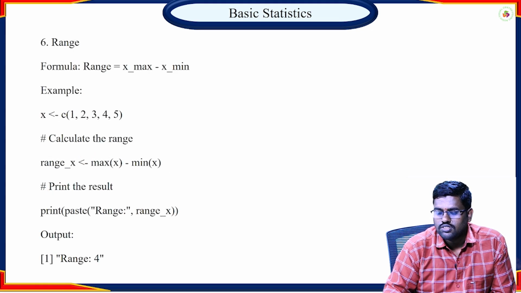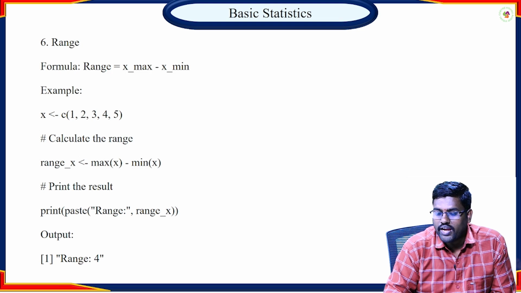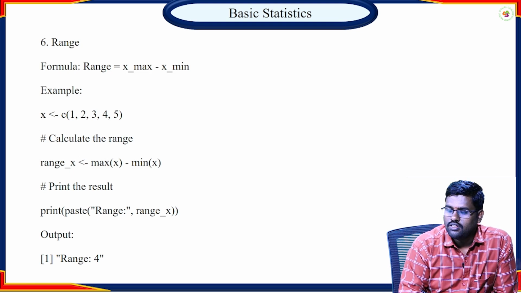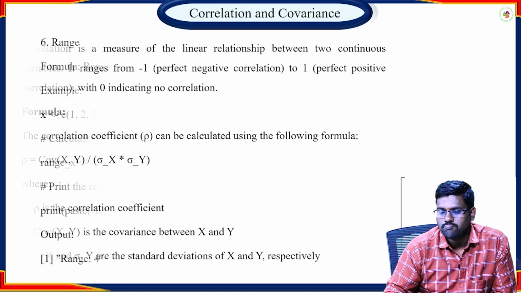Next range. Range means they need to represent the range of the values. See, range is equal to x max minus x min. So range of x is max of x minus min of x. Max of x is 5, min of x is 1. So the maximum value in the given vector is 5, the minimum value is 1. So 5 minus 1, 4. So the range of x is 4. Highest value minus lowest value in the given vector is called the range.